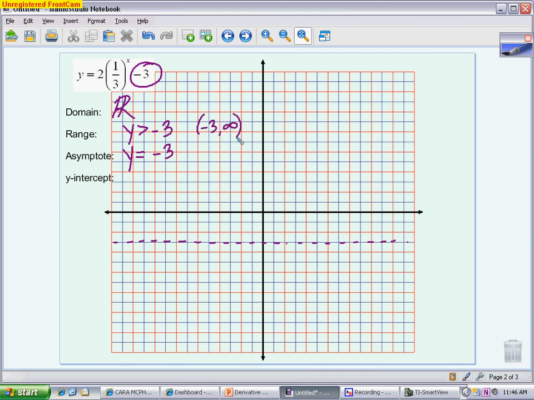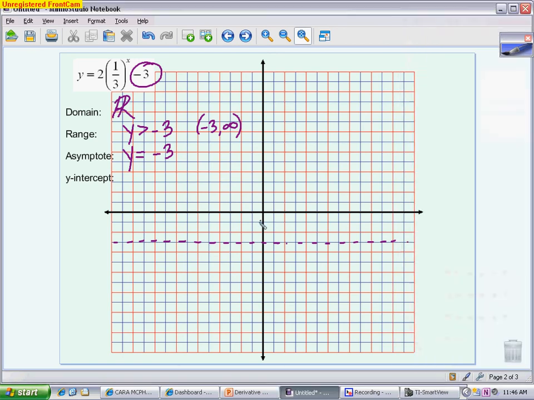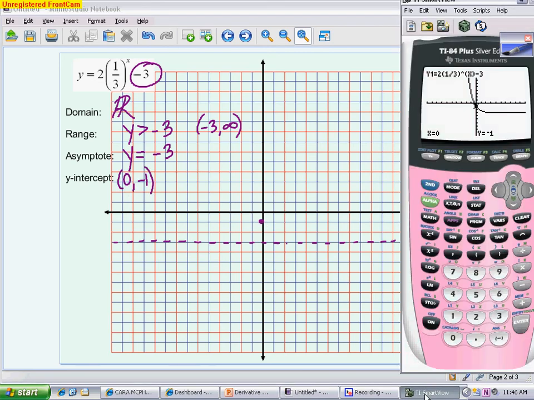My y-intercept, I'm going to do with the calculator, hit trace. Should already be there. It's at 0, -1. So on my graph, I'm going to put a point there. And over here, I'm going to write 0, -1. And then when I draw my graph, just going to kind of connect the dots.